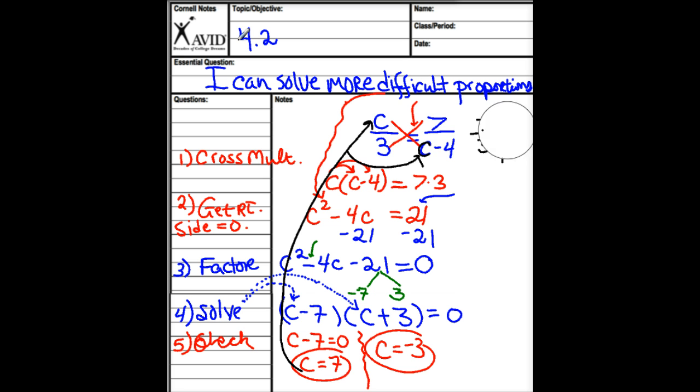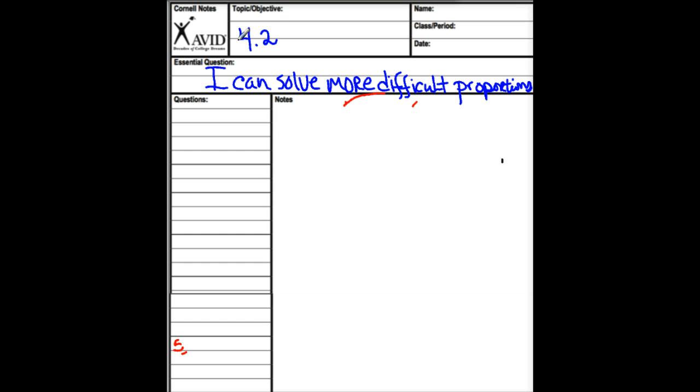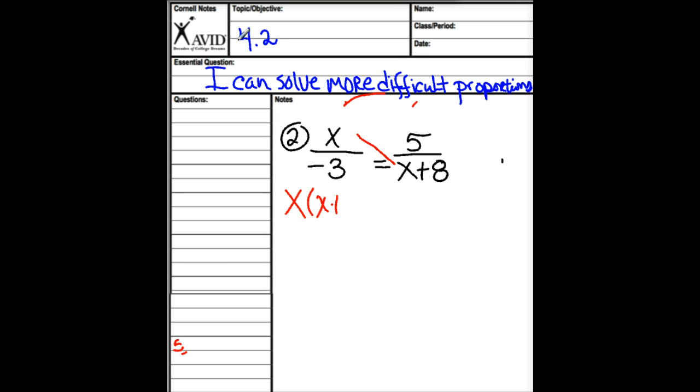So we're going to do 2 more maybe. So number 2, x over negative 3 is directly proportional to 5 over x plus 8. And let's follow those steps we wrote. Step 1, cross multiply. X times x plus 8 is equal to negative 3 times 5.